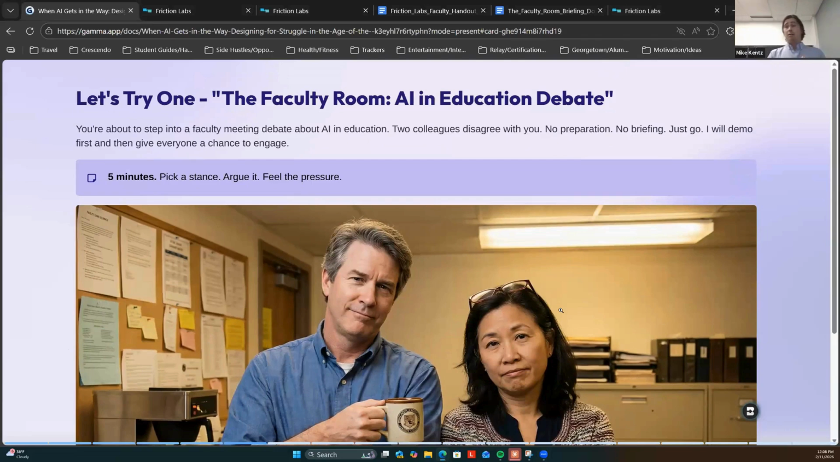And what I want to do now, because we're talking about the sparring partner, is actually try one out together. So I'm going to demo this first, and then you will have access in the chat and on your faculty handout to try out a friction bot that I call the faculty room, an AI and education debate. You're going to step into a chat and take a stance as it pertains to AI and education. Could be pro, could be anti, could be somewhere in the middle. It's really entirely up to you.